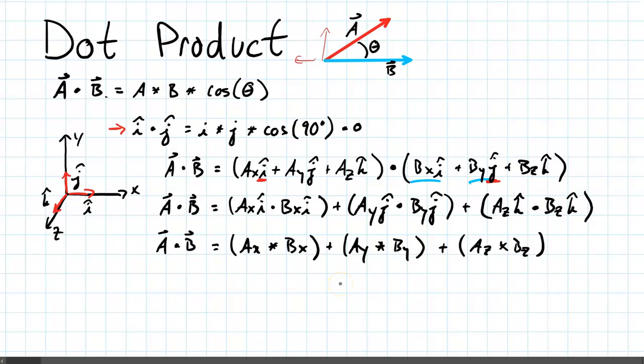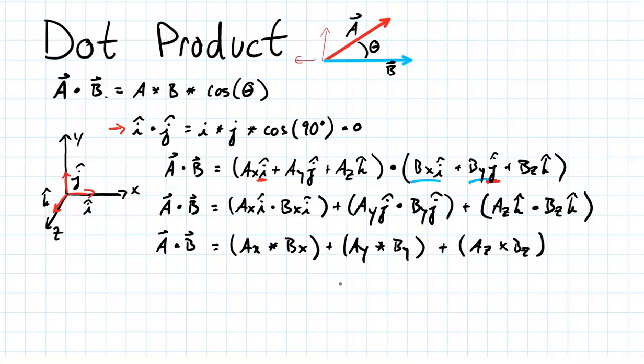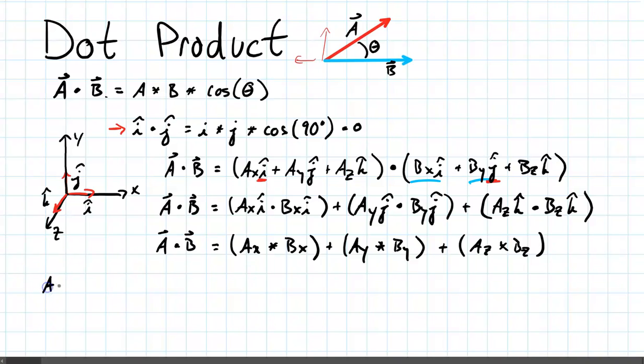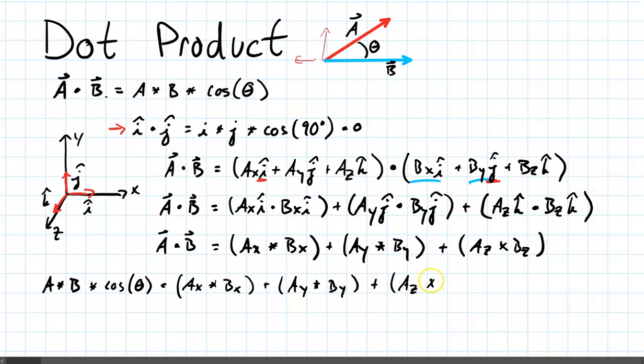Okay, so then we can combine these two and say that A multiplied by B, these are magnitudes, multiplied by the cosine of the angle in between them is equal to AX multiplied by BX plus AY multiplied by BY plus AZ multiplied by BZ.